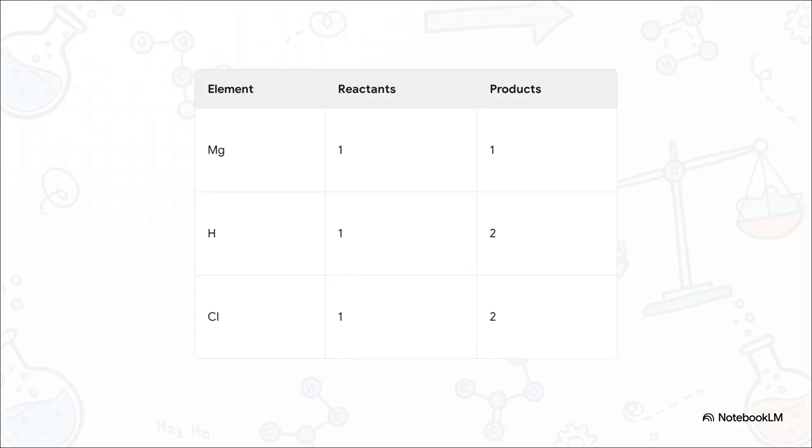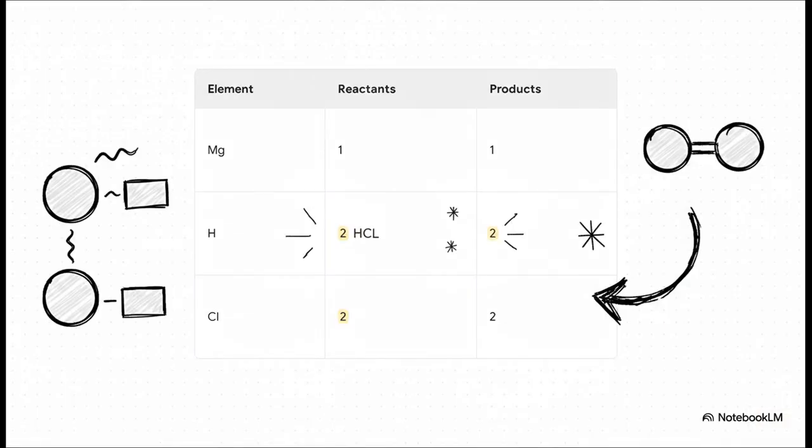And right away, you can see the problem, can't you? We start with 1 hydrogen and 1 chlorine on the left, but we end up with 2 of each on the right. The books just don't balance. Now, the only thing we're allowed to change are the big numbers out front. Those are called coefficients. We can't change the little numbers.